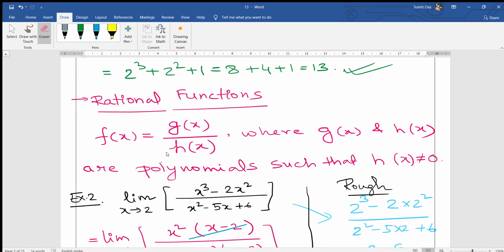Next, rational function was an important thing. A rational function is very much related to rational numbers. I hope you remember rational numbers. What are rational numbers? The numbers which can be written in p by q form, where p and q are integers and q is not equal to 0. Rational function is the same, only here it is a function.